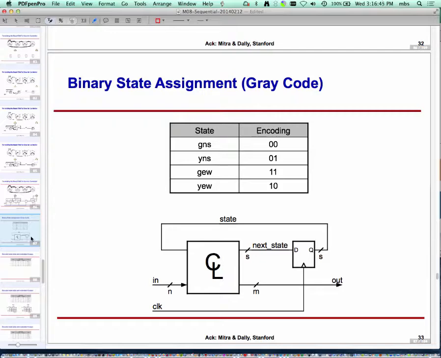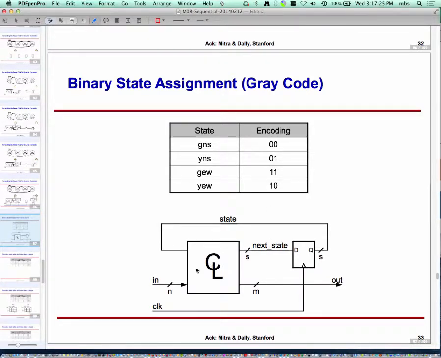So let's say we decide to do the fully encoded type states. The 4 states, I can represent in 2 bits. So 00, 01, 11, 10. And then, of course, the question becomes which state should be assigned to what. I have a whole bunch of possibilities. So we pick one. We say GNS is 00, YNS is 01, GEW is 11, and YEW is 10. And now I have to design the combinational logic which would implement the logic when the state and the next state are represented with these particular bit patterns.